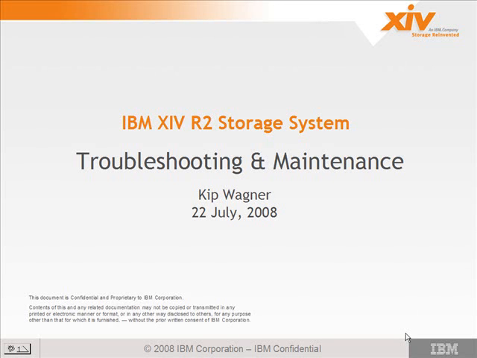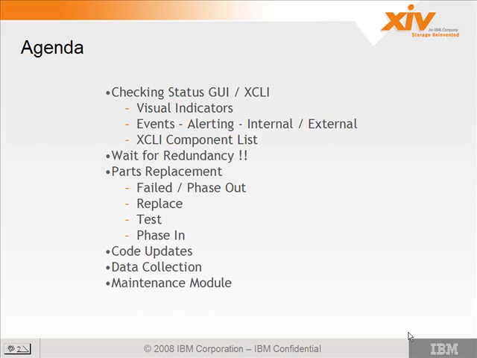So today we're going to talk about troubleshooting and maintenance of the XIV R2 storage system. We're going to look at how to check the status through GUI and XCLI of each of the components, the visual indicators on the components themselves, and a little more detail about events, alerting events, internal and external events.